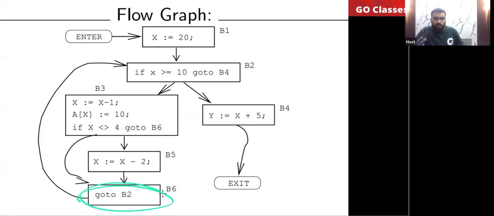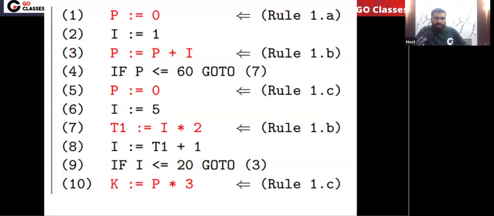You can see from the unconditional jump, how many edges are there? Only one edge. From the conditional jump, 2 edges. And from this instruction, you can exit. So very simple. I hope you understood. All these things are very, very simple.